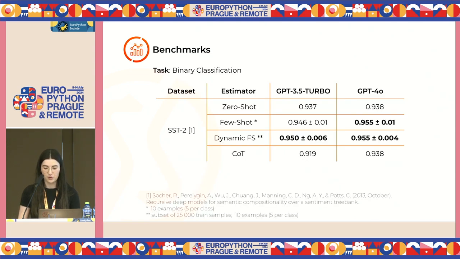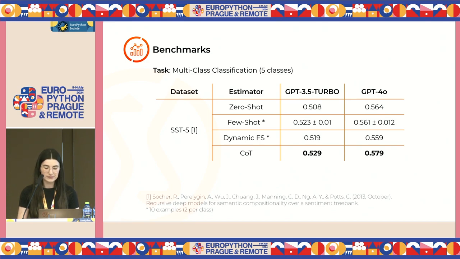To give you some idea on the performance of different approaches, we have evaluated the classifiers on binary and multi-class classification datasets. For all of our experiments, we used GPT-3.5 and GPT-4.0 models from OpenAI. We used the Stanford Sentiment Treebank dataset for that. This dataset contains a corpus of phrases from movie reviews. On this slide, we can see the results obtained in a binary setting. The table shows that the few-shot approach improved the accuracy of both models. However, the chain of thought approach did not improve the performance of the GPT-4.0 model and even a bit worsened the accuracy of the GPT-3.5 model.